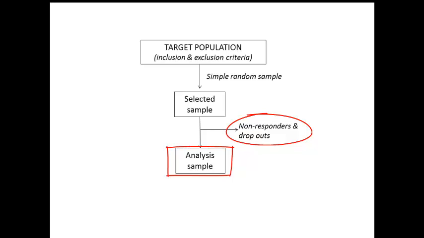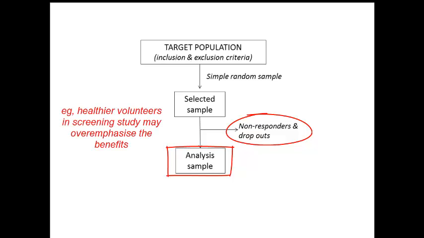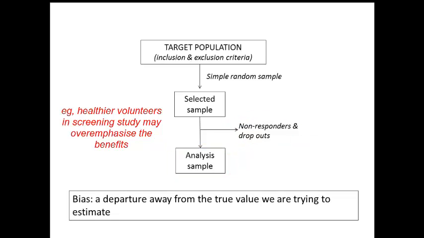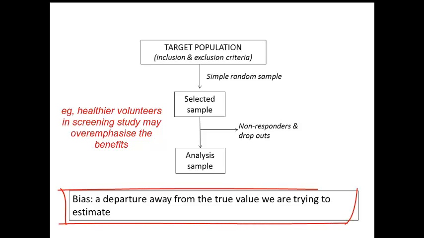For example, the healthy volunteer effect has been noted in studies evaluating a screening or diagnostic procedure. These sorts of studies tend to attract more health conscious and healthier individuals, and thus the benefits of a screening program may be overemphasized. This is a form of bias called selection bias. Bias is defined as the departure from the true value which we are trying to estimate. In this case, the healthier volunteer effect is related to the self-selection of participants into the study. There are many types of biases that can occur in the sampling process, and we'll talk about more of these in the section on study design.